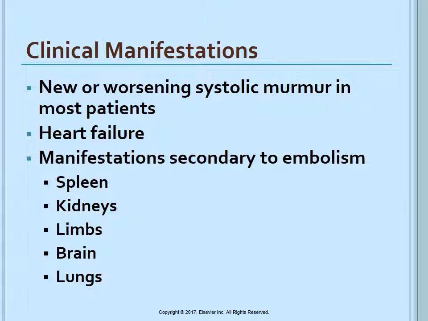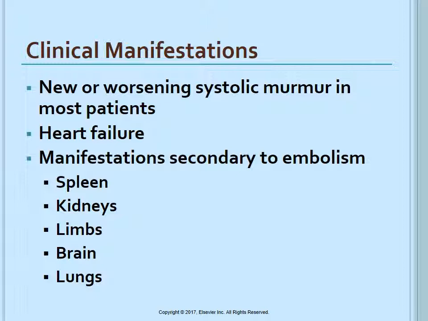The onset of a new or worsening systolic murmur is noted in most patients with IE. The aortic and mitral valves are most often affected. Heart failure occurs in up to 80% of patients with aortic valve endocarditis and in approximately 50% of patients with mitral valve endocarditis. So heart failure in 80% of patients with aortic valve endocarditis and approximately 50% with mitral valve.